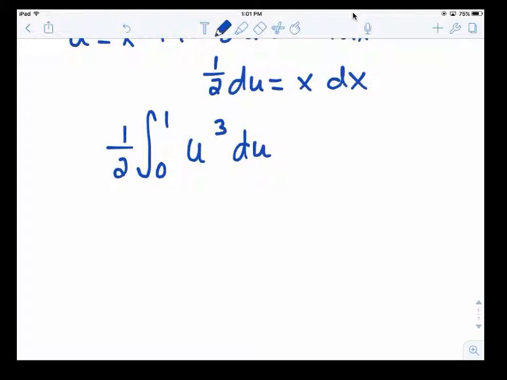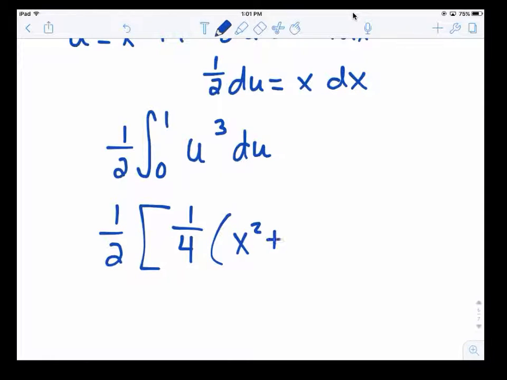Okay, so that's going to become 1/2, and then 1/4 (x squared plus 1) to the 4th. We're integrating u to the 4th, so you divide by your new exponent, and I'm just plugging u back in. And we're going to evaluate that from 0 to 1.